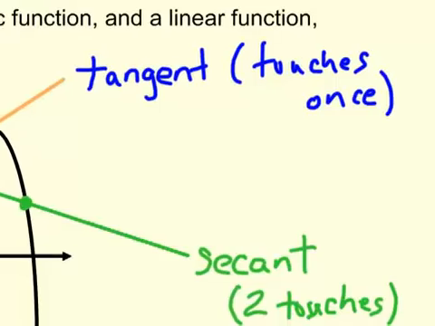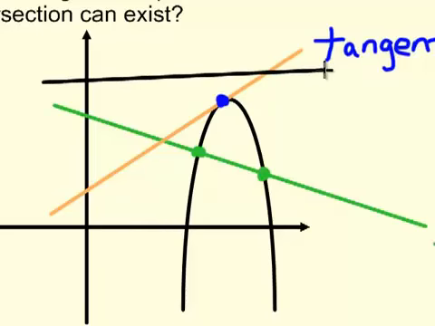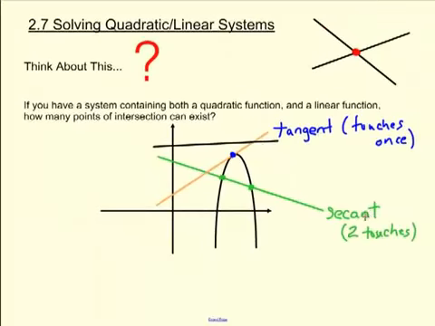And of course, it's also possible for a line to not even touch the parabola at all. What if you had a line that started over here and then just went in this direction and totally missed the parabola? So this line here would have no points of intersection. It doesn't have a special name like the tangent line or the secant line. But this one would have no points of intersection. So there are 3 different ways that this can happen.